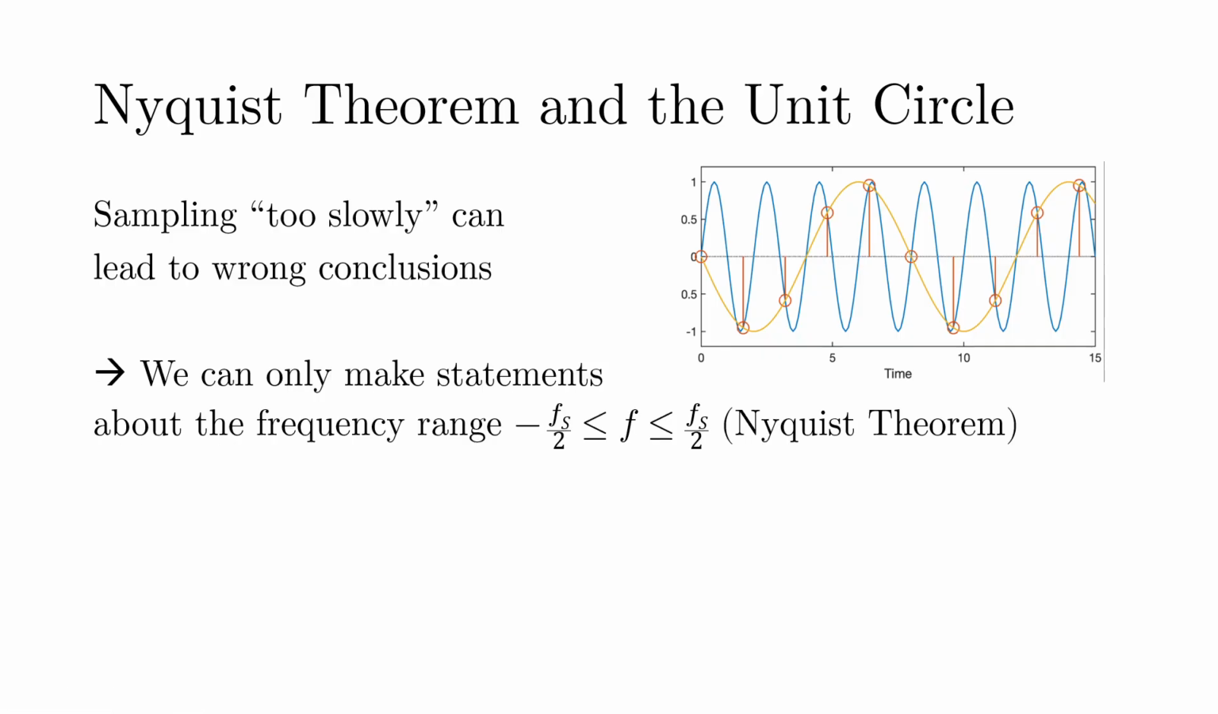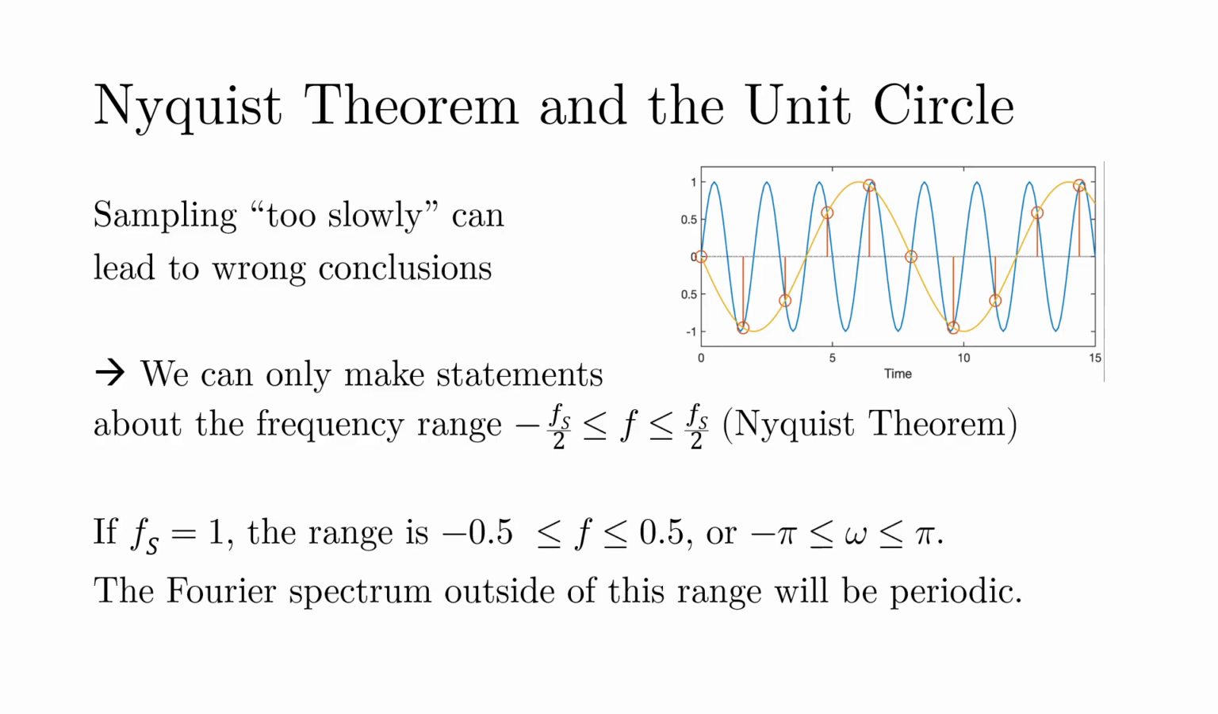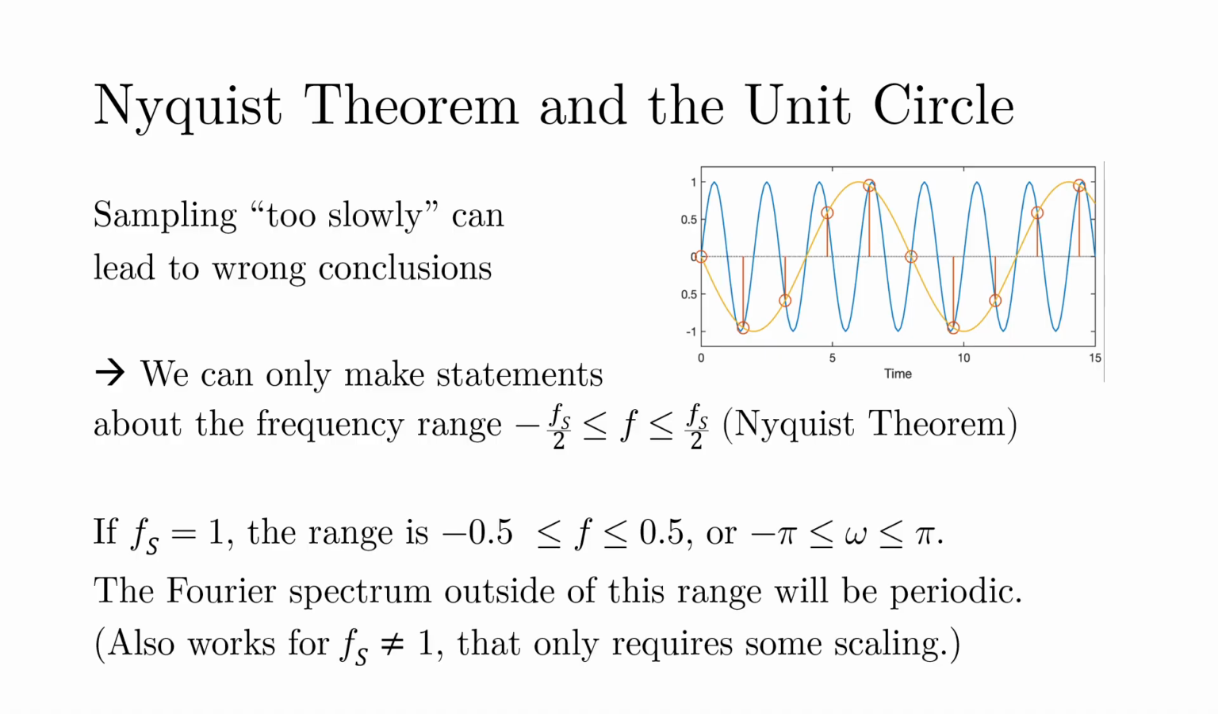If my sampling rate, the rate at which I take my data points, is fs, then I can only make statements about the frequency range between minus sampling rate over 2 and plus sampling rate over 2. That is the Nyquist theorem. So for example, if my sampling rate is 1 Hz, then I can only talk about the frequency range between minus 1/2 and plus 1/2, or about the angular frequency range minus pi to pi. Of course, if my sampling frequency is not 1, then that will just work the same, but it requires some scaling. So let's just assume, for the sake of simplicity, that my sampling rate is 1 for this presentation.